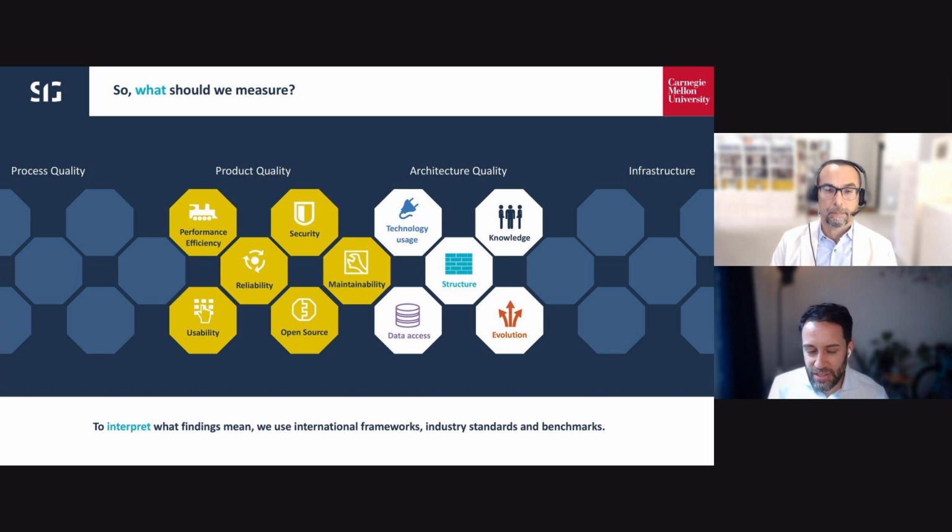Is the existing engineering team very significant to the solution? Do they have specific knowledge that you need to maintain? You need to put them on a retention program because it's very hard to find these types of human resources. Those types of things you can also measure by doing source code analysis. And then, to interpret what these findings mean, you can overlay it with all kinds of frameworks, like international frameworks and compliance frameworks.